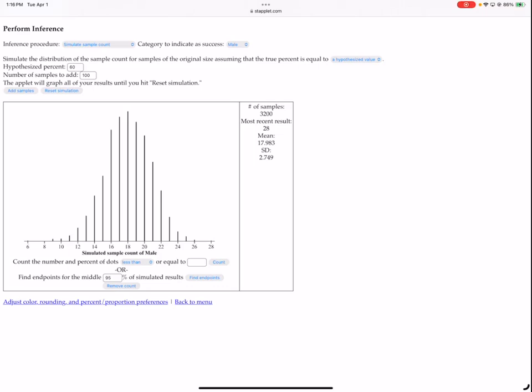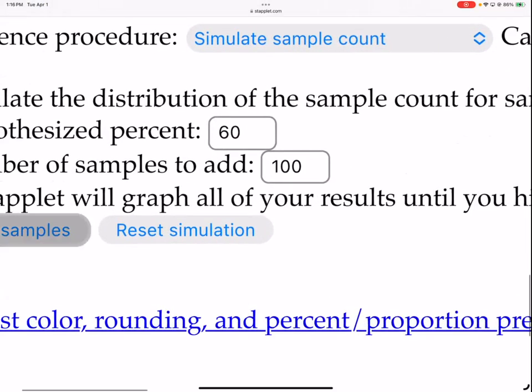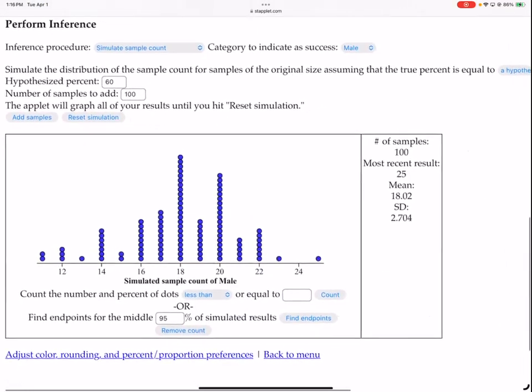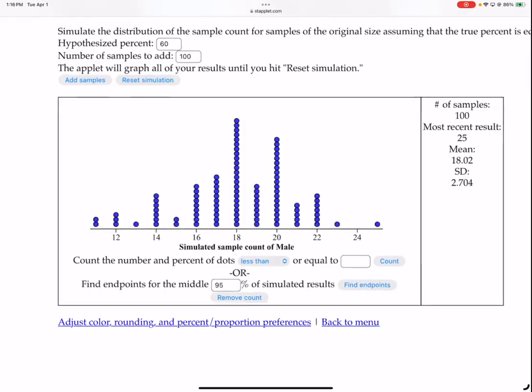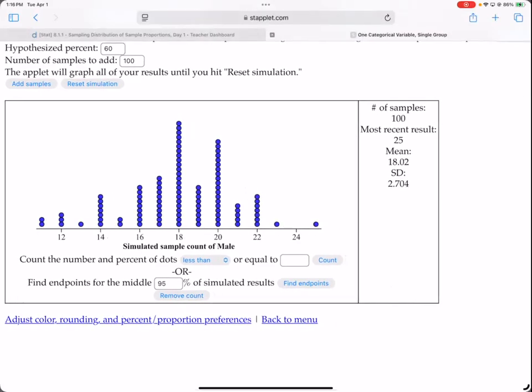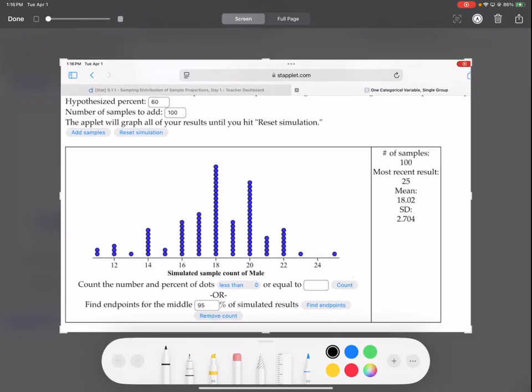So what I want you to do really quick, reset the simulation, put it at 100, and just do one sample of 100. Okay. So in the next screen, what I need you to do is take a screenshot of this. To get your credit, you're going to take a screenshot of yours. Take a screenshot.